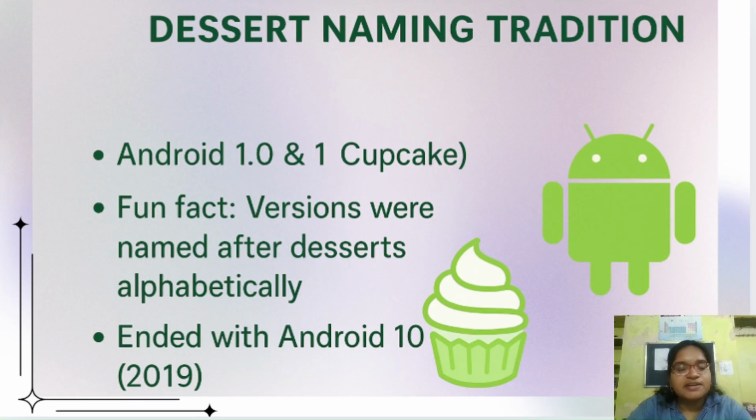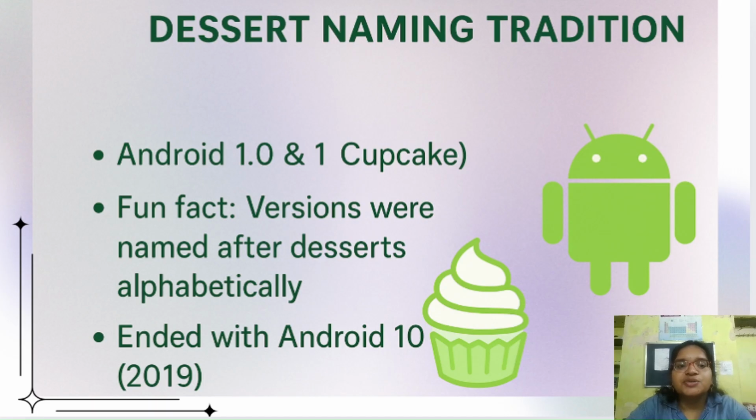Now we are here at the dessert naming tradition. We arrive at one of the most beloved and unique chapters in tech history, Android's dessert naming tradition. This wasn't just a version number, it was a personality. With Android 1.5, they did not just deliver a crucial update, they gave it a name, Cupcake, and thus a delicious tradition was born. Each subsequent version would be named after a dessert and they would follow alphabetical order.